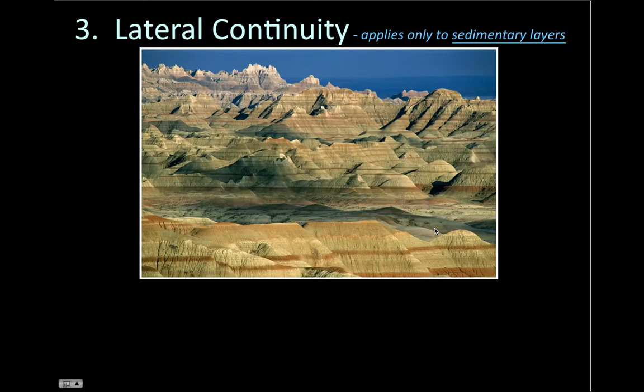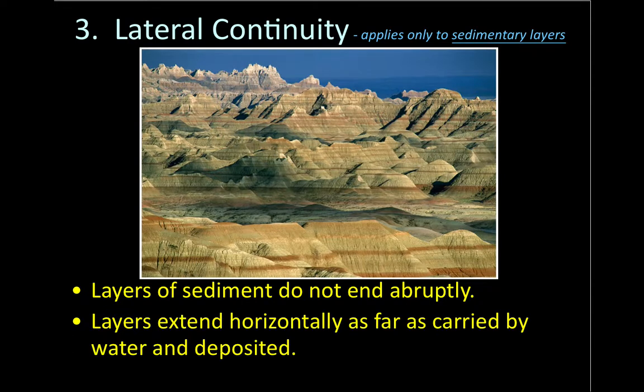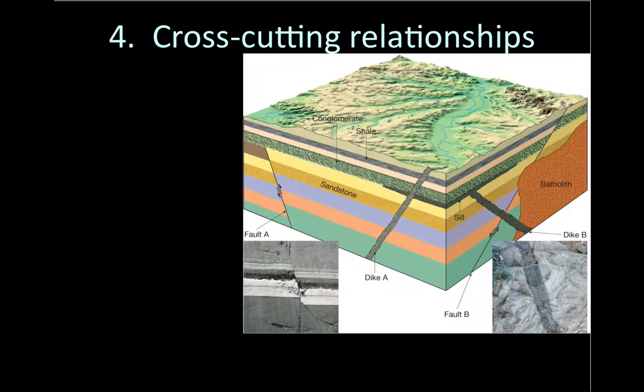The next law is referred to as lateral continuity. Now this also applies to sedimentary layers only. When you see sedimentary layers exposed in one area, this law helps you to infer that they don't just end abruptly, but they sort of pinch out and become thinner and thinner with distance away from where you are. So the law basically says that layers of sediment will not end abruptly in a lateral sense. Layers will extend horizontally as far as the sediment was carried by water and deposited, and they basically will thin out in a sideways fashion, in a lateral fashion.